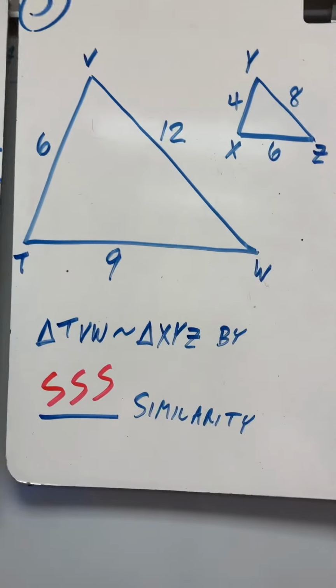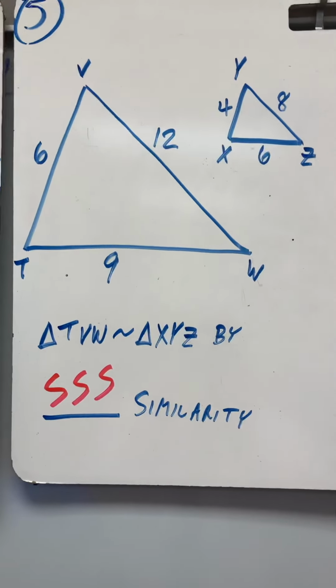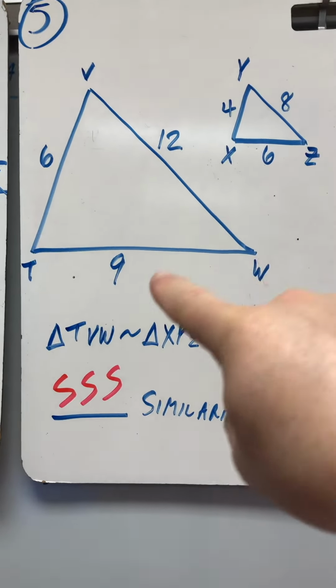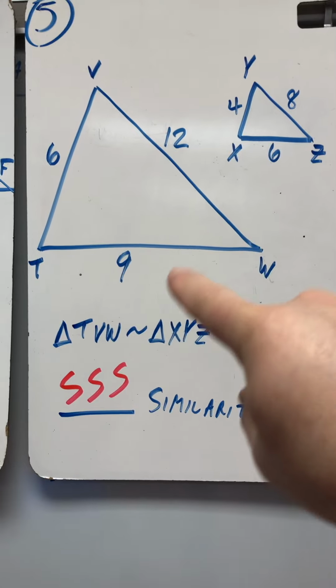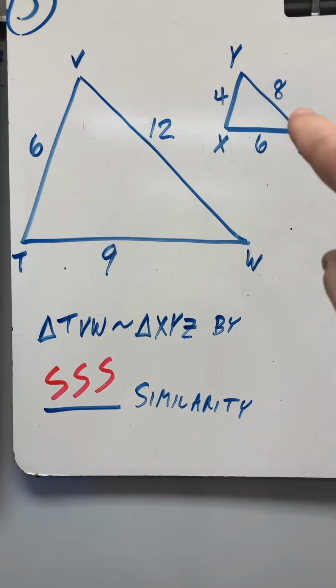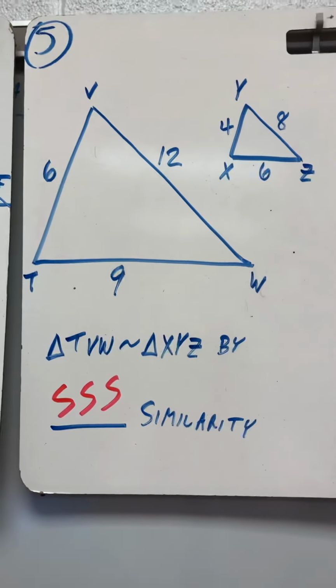Over here, a little complicated. You generally won't have a problem like this, but for example, if I multiply 6 times 3 and I divide by 2, I get 9. 4 times 3 divided by 2 is 6. 8 times 3 divided by 2 is 12. Again, SSS similarity.